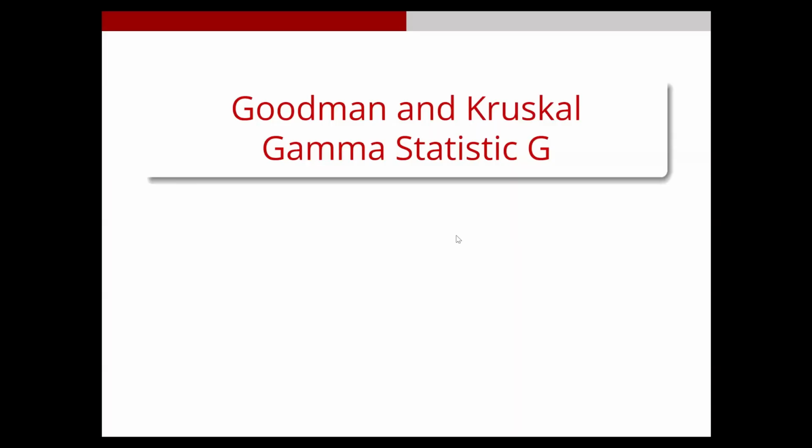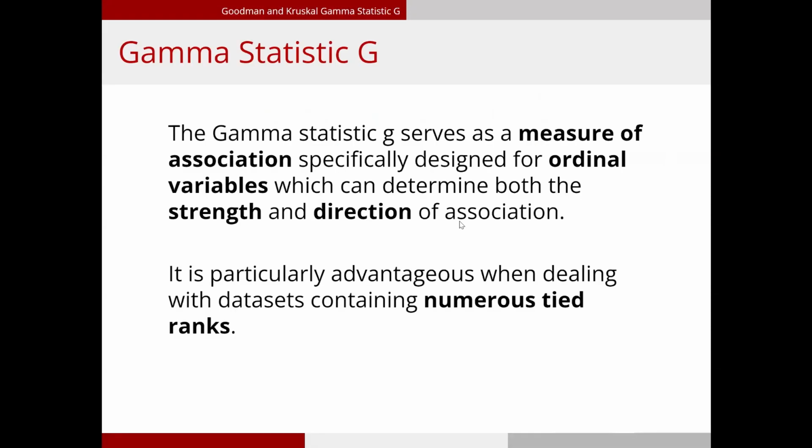So now we move on to the Goodman-Kruskal gamma statistic G. The gamma statistic G introduced by Goodman and Kruskal serves as a measure of association specifically designed for ordinal variables, which can determine both the strength and direction of association. Other coefficients like Spearman's rank order correlation or Kendall's tau can also assess association. The gamma statistic is particularly advantageous when dealing with data sets containing numerous tied ranks.